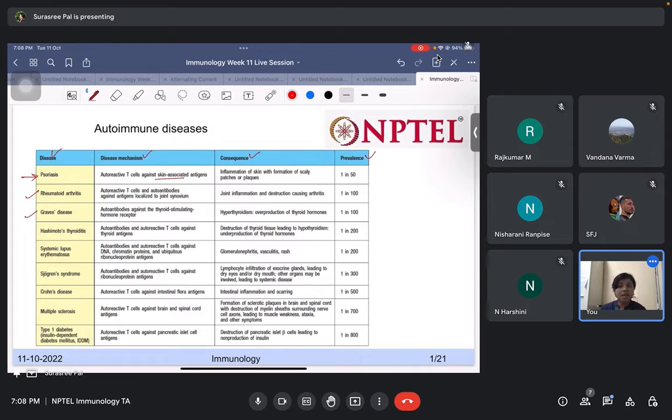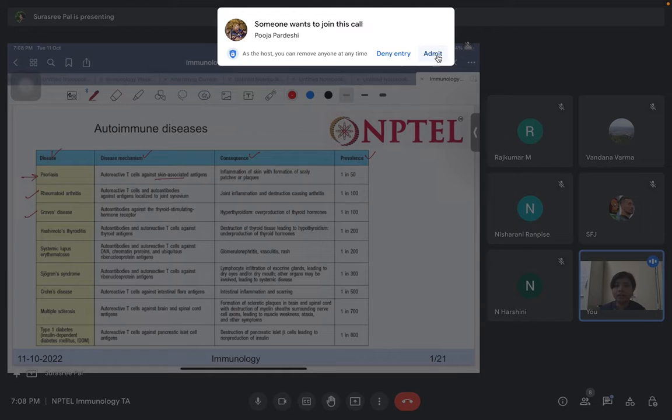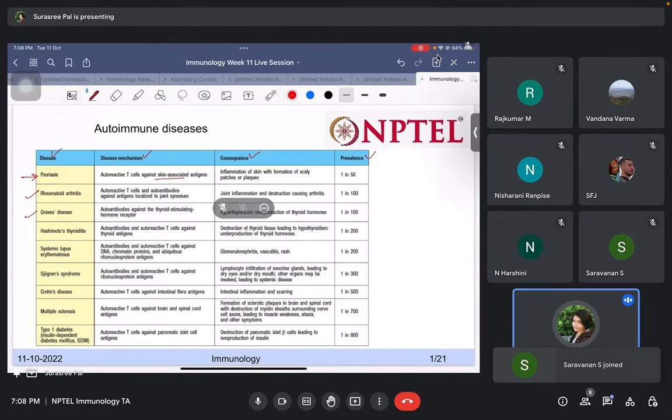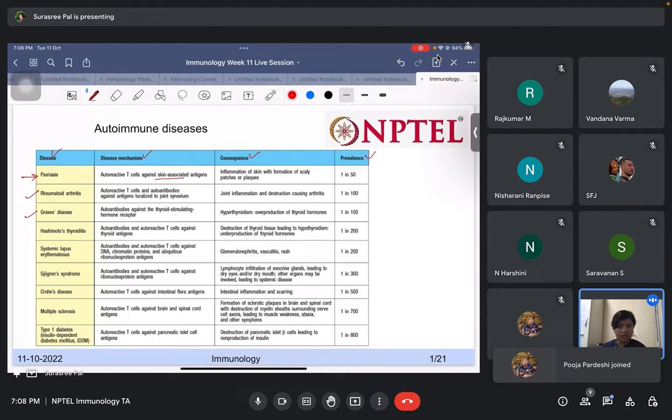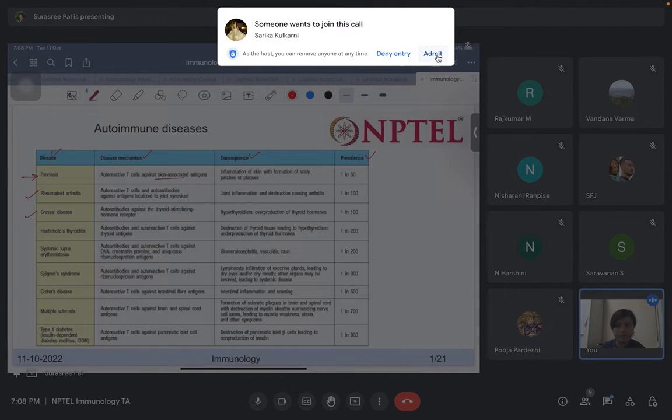And then Graves disease. Graves disease is actually when there are autoantibodies, antibodies which are produced which act against the thyroid stimulating hormone receptor. And obviously, since the thyroid stimulating hormone receptor is being acted upon by these autoantibodies, it causes hyperthyroidism. You can also find it in 1 in 100 people.